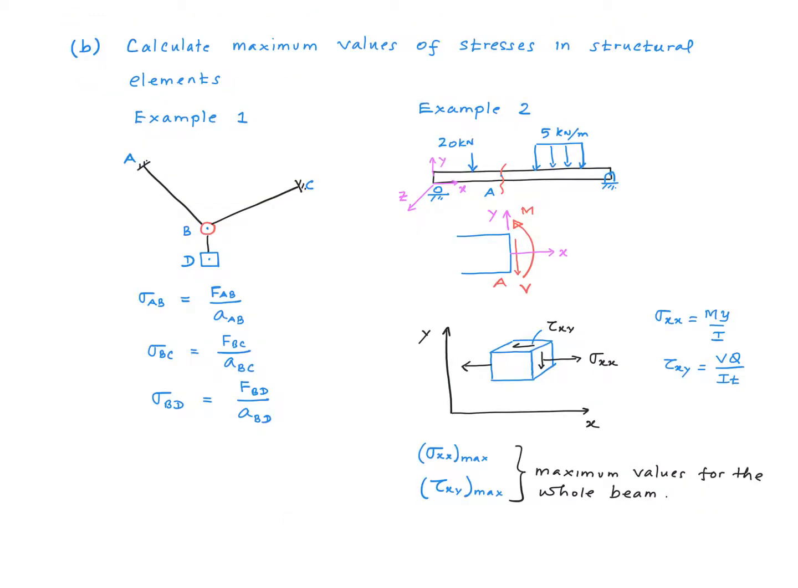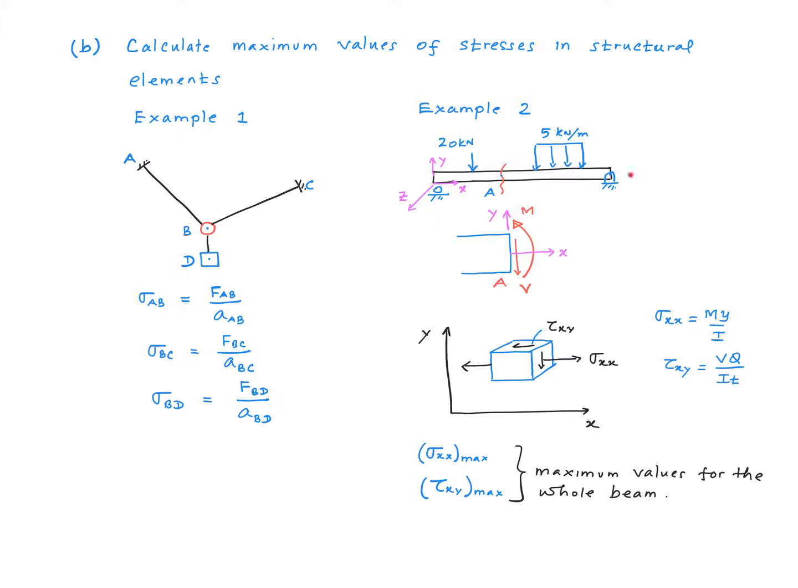The second step would be to calculate the maximum values of the stresses in the structural elements. I have listed two different examples here. The first one is a cable system and the second one is a beam. We learned how to analyze this type of structures in statics. In the first example, we'll go ahead and find the tensions in these cables, FAB, FBC, and FBD. We'll take these tensions and divide each by the corresponding cross-sectional areas of the cables in order to calculate the corresponding axial stresses in the respective cables.